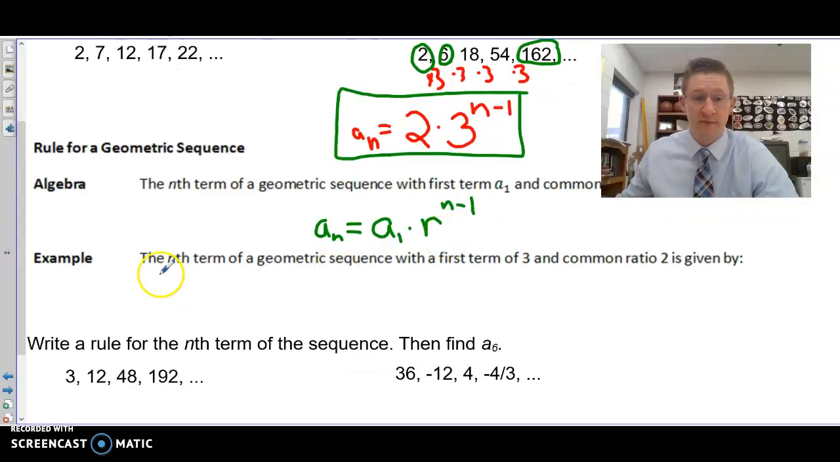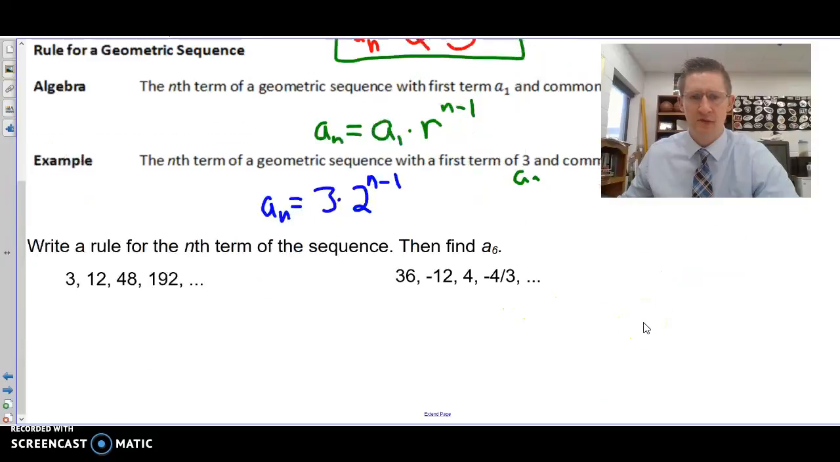So, example here. Give me a rule for the nth term of a geometric sequence with a first term of 3, so that's going to be a sub 1, and a common ratio of 2, well, that's r. So here's going to be the formula I write for this one, or the rule. A sub n is equal to the first term 3 times the ratio 2 raised to the n minus 1 power. There we go.